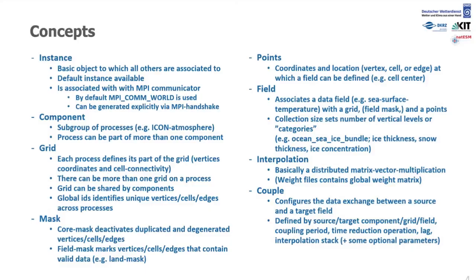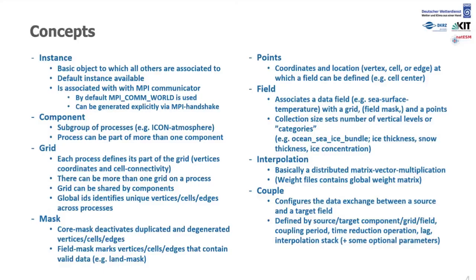Then, as mentioned before, YAC only supports the coupling of 2D fields on the sphere, but oftentimes you have 100 levels or 50 levels, and you don't want to define a field for each of these levels. So you can set a collection size to the number of levels, and each level will then be interpolated independently of each other. So we only have horizontal interpolation, but no vertical interpolation.